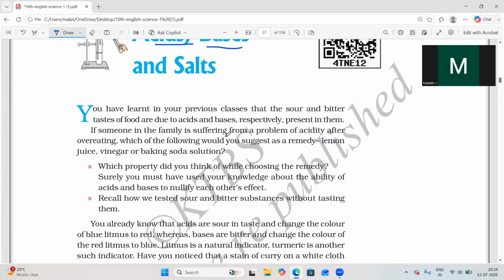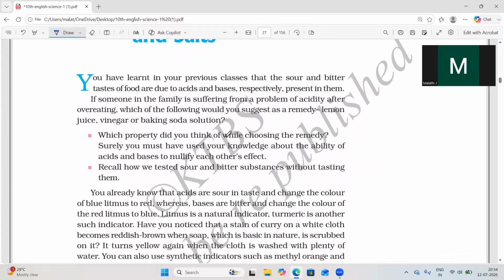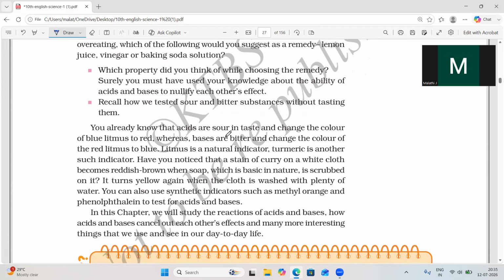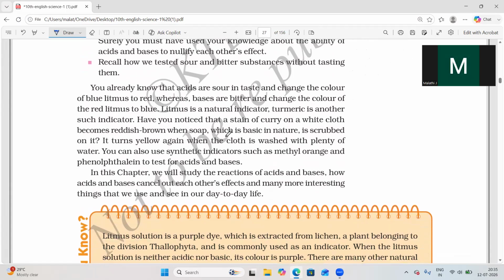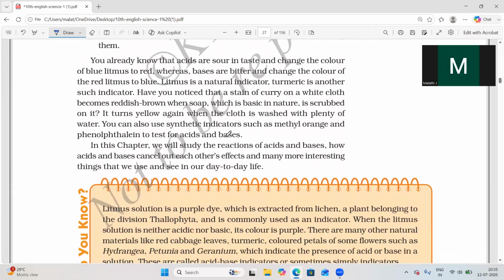Sometimes you will observe at home, if we eat food, someone in your family suffers from a problem of acidity, because of overeating. So what do you suggest? Here it is acidity, so we have to suggest a base to avoid that acidity.